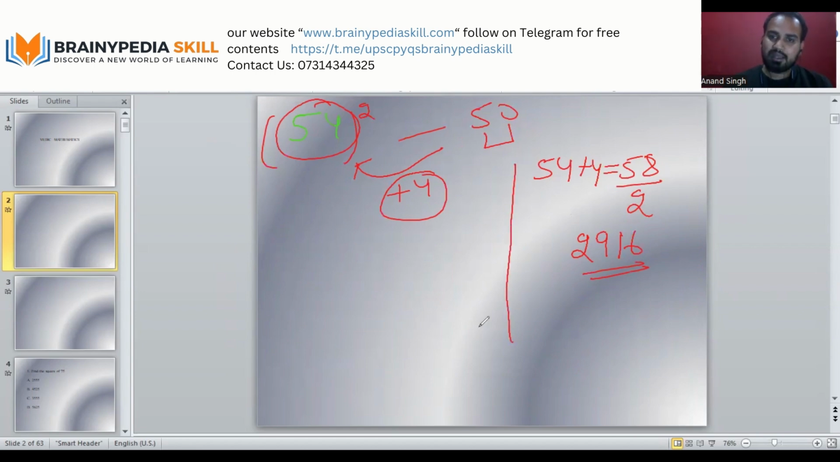Now that can be done by the other method which I have told you earlier. We have a number 54. We have added the number on 54 only. Rather than adding the number on 54, what else can you do? Just do the addition or subtraction on 25. So 25 plus 4 is going to be 29, and the square of 4 is going to be 16.